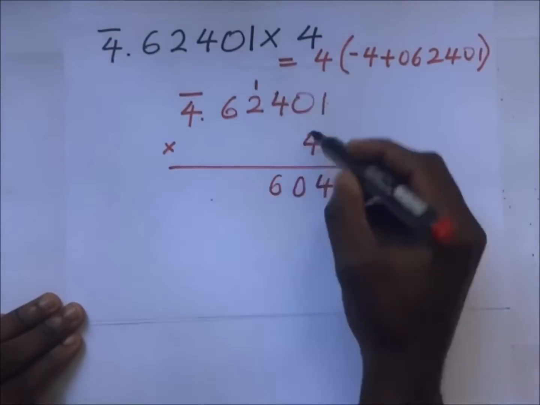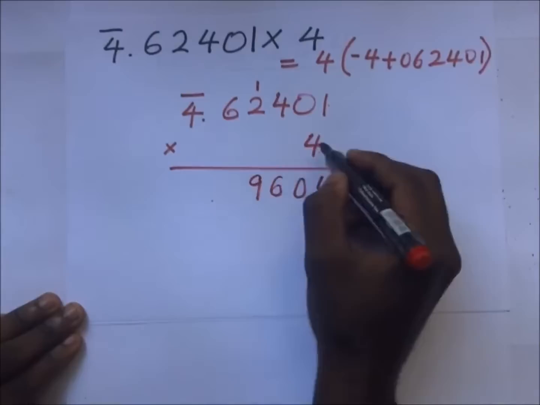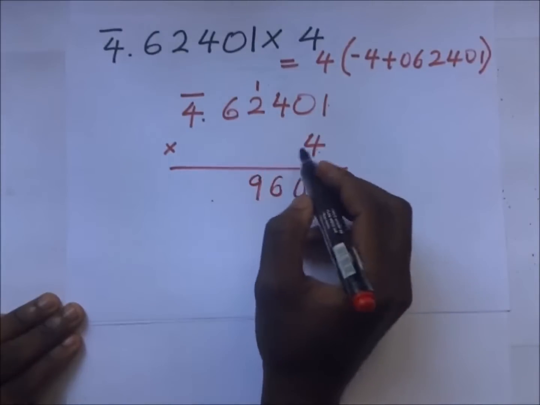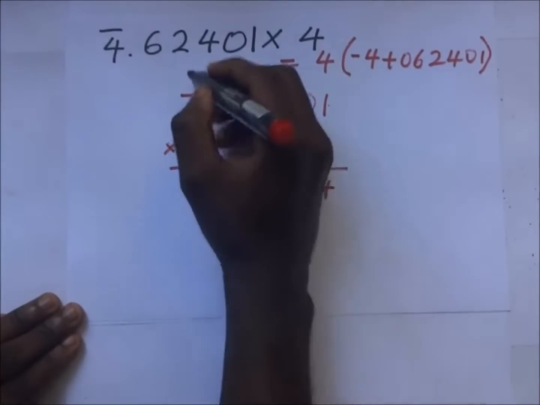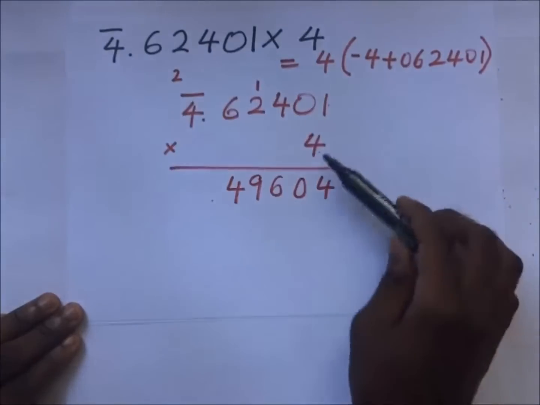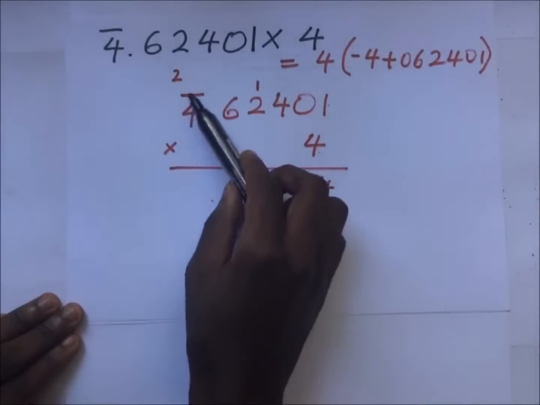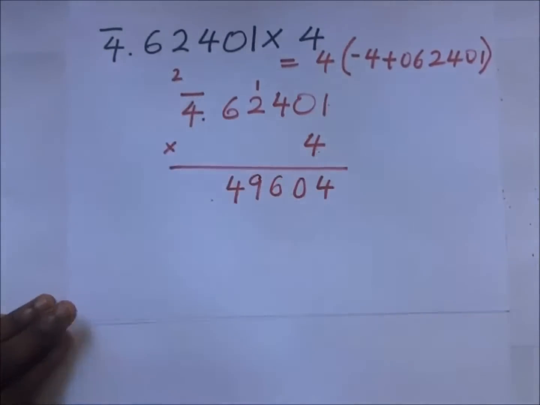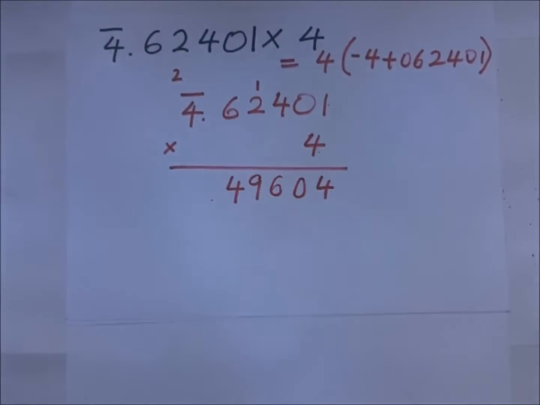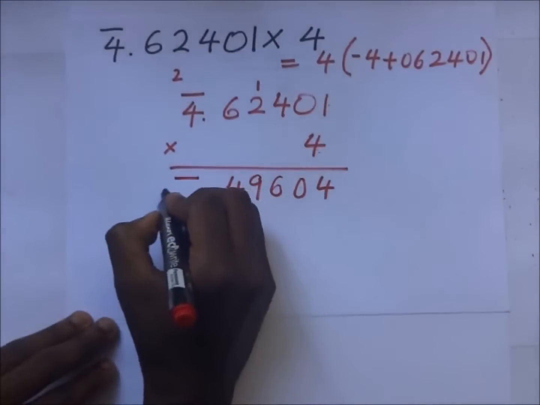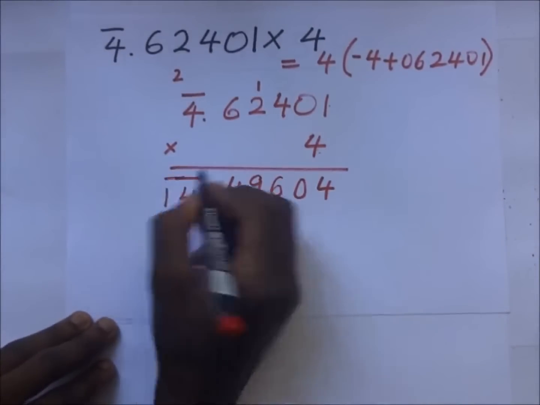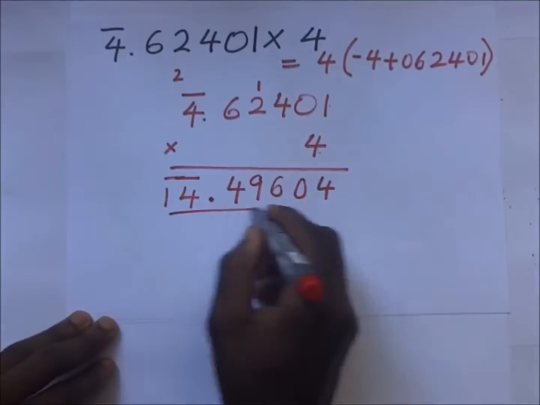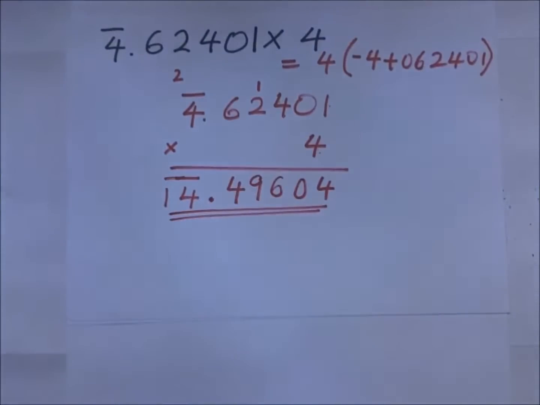So 6, carry 1. 4 times 2 is 8, plus 1 is 9. 4 times 6 is 24. So you write 4, you carry 2. So 4 times negative 4 is going to be negative 16. Negative 16 plus 2 is going to give us negative 14. So it becomes bar 1 4 point, like that. And that is how we multiply logarithms with negative characteristics.